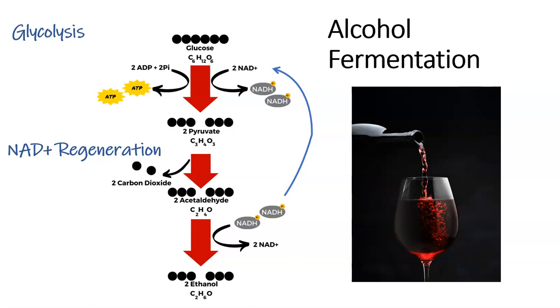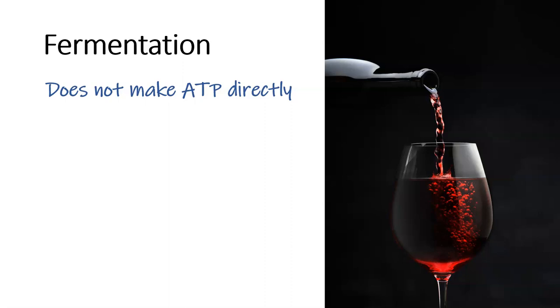So there are lots of different fermentation pathways. They're all the same in the sense that their purpose is to regenerate NAD, and each is different in terms of the product that is made or the waste that is made. So again, fermentation itself does not make ATP directly. ATP is made through glycolysis, usually, and the purpose of fermentation is really just to eliminate electrons and regenerate NAD.